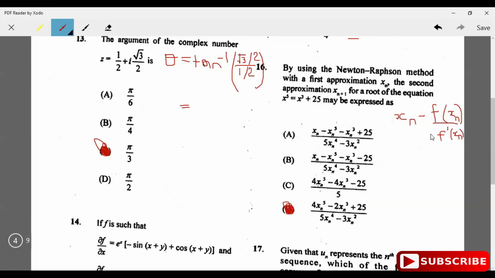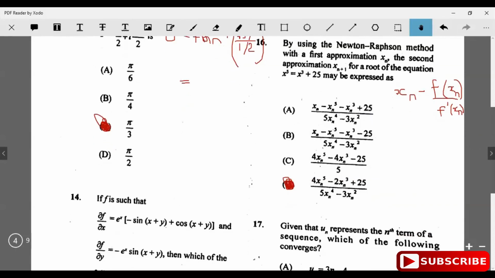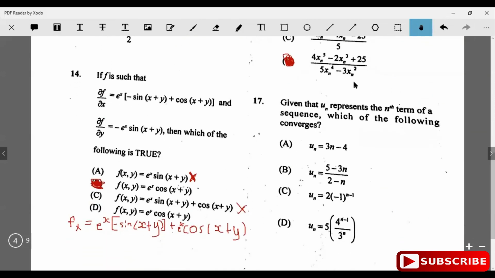So this is what it is, yeah. Nice, so you remember the formula, that's very good. Question 17 is another repeat question.